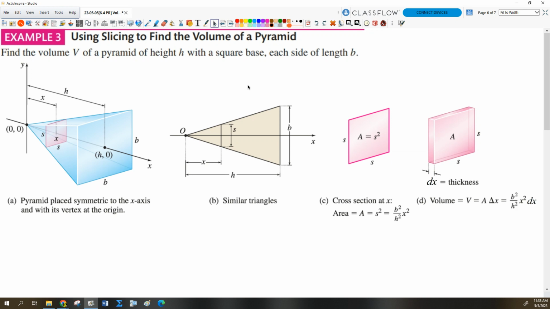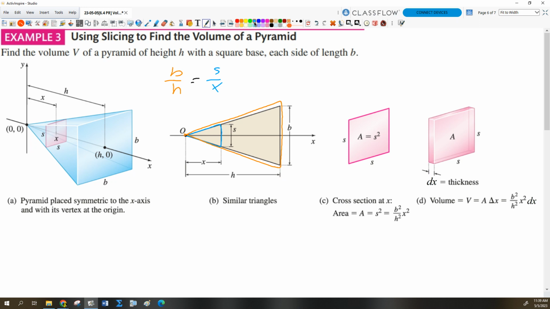If I look at an individual cross-section that has a slice of width s, how are we going to figure out what that length is? We'll just use similar triangles, right? We know that that little triangle right here is similar to the big triangle right there. And so we could say that the ratio of b over h is equal to s over x, right? Because we're putting the tip of the pyramid right at the origin. So that distance is x.